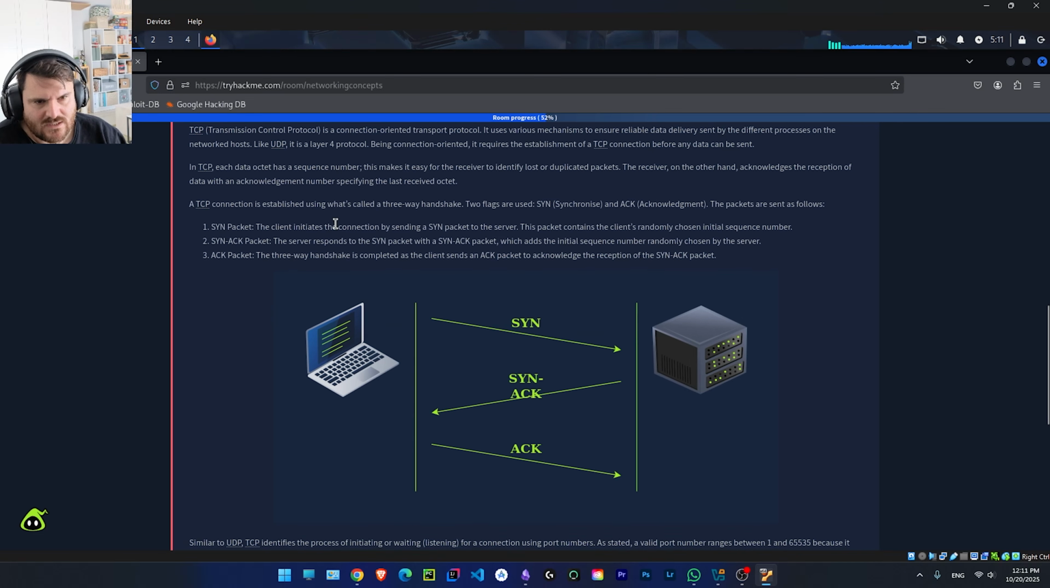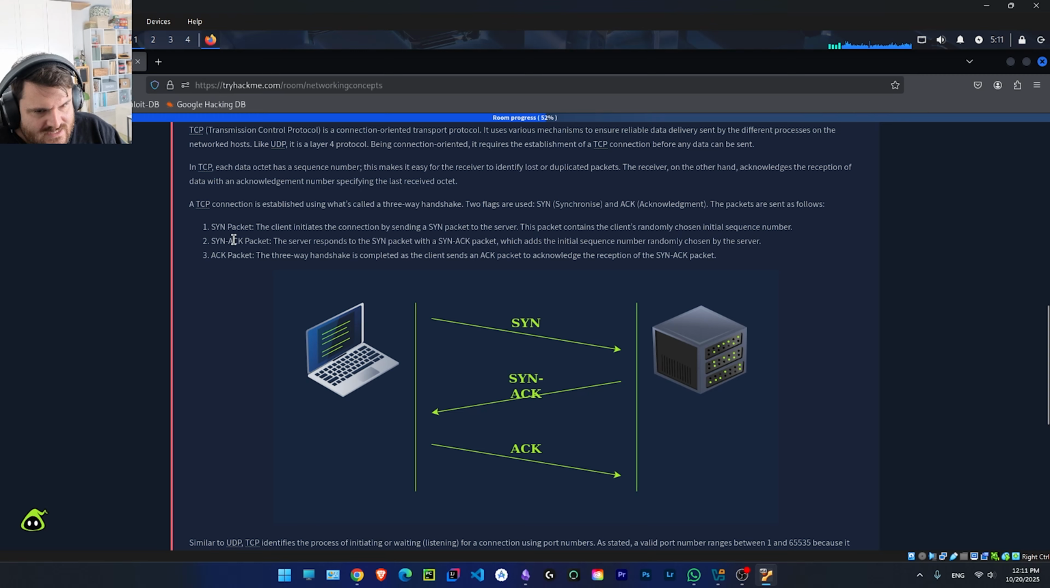A TCP connection is established using what's called a three-way handshake. Two flags are used: SYN for synchronize and ACK for acknowledgement. The packets are sent as follows. 1. The synchronization packet. The client initializes the connection by sending a SYN packet to the server. This packet contains the client's randomly chosen initial sequence number.